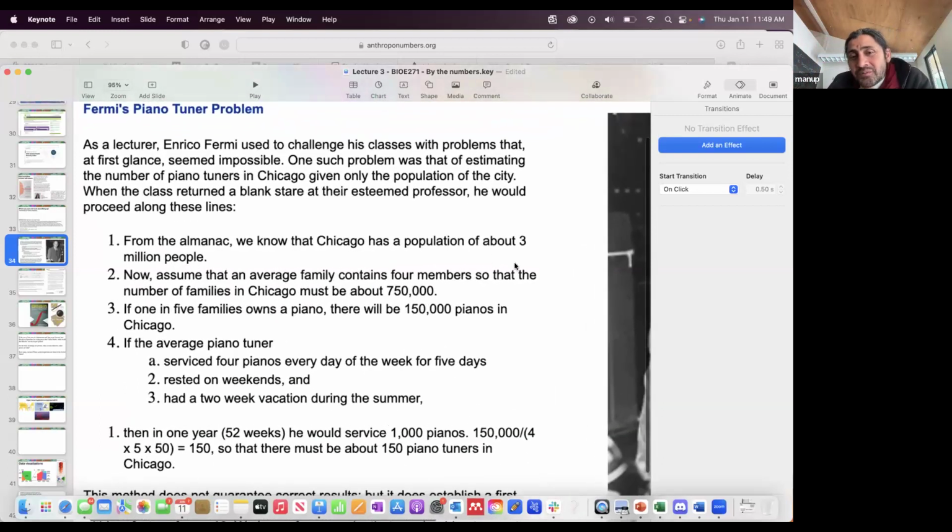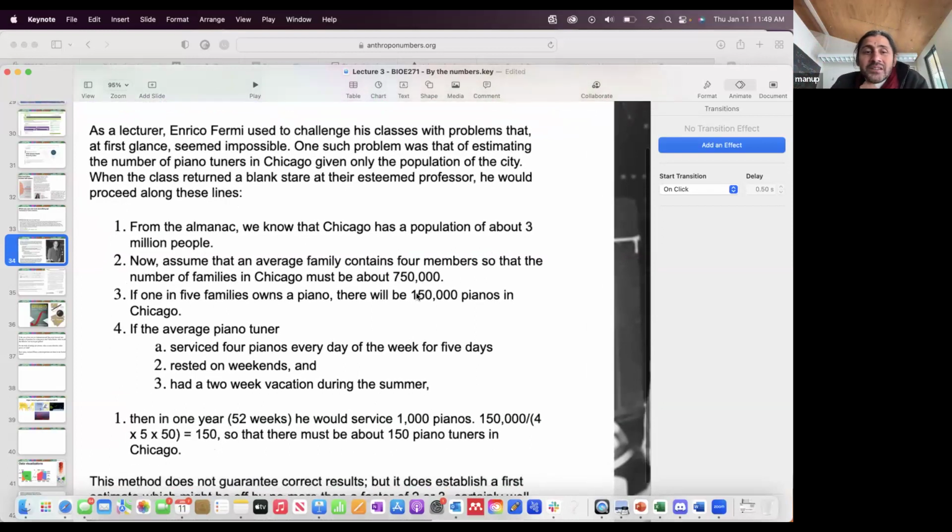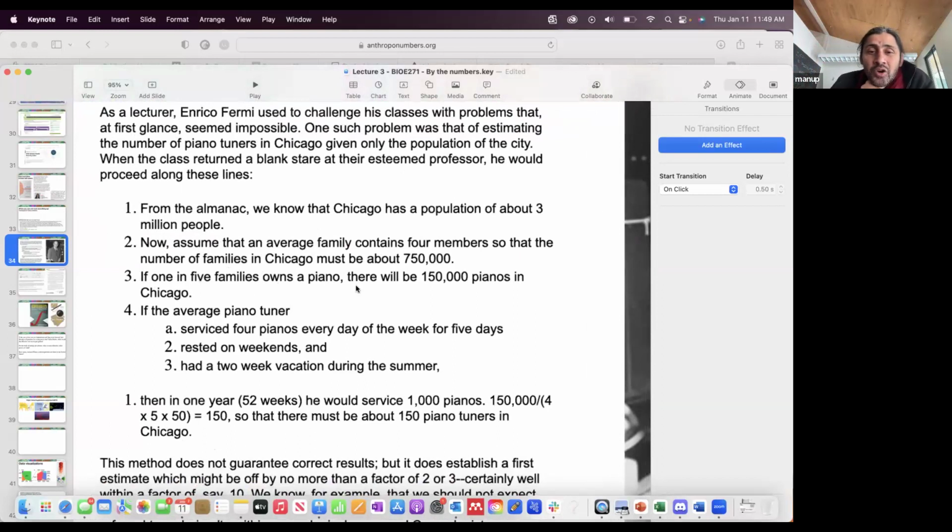So we know the population of Chicago is 3 million. He assumes that an average family contains 4 members, so that gives you the number of families. Then he assumes that 1 in 5 families owns a piano. Now, how the hell did he know that, right? But that could be just that I visit my friends, I have average friends, and once in a while I see a piano. Now, you could make this assumption and be totally flat out wrong, and everything you calculate after that is going to be wrong. But what's very important is, in your assignment, if you make any assumption because of a number that you couldn't find, please write that down, because you can go back and correct it.